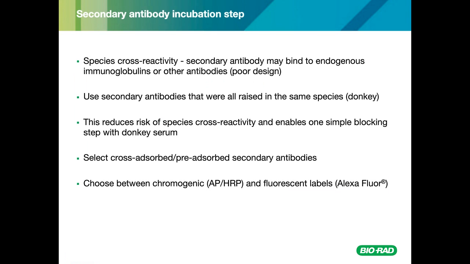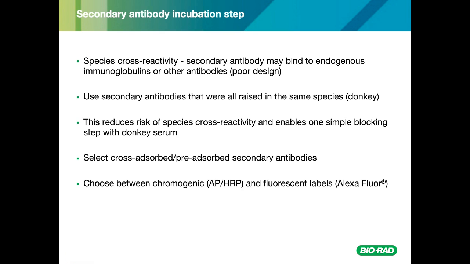When using secondary antibodies, be aware of potential species cross-reactivity of the secondary antibody with endogenous immunoglobulins. If the experiment is poorly designed, the secondary antibody might also react with other primary antibodies than the one that it is intended to bind. As a general rule, use secondary antibodies that were all raised in the same species. Generally speaking, goat and donkey are the most popular species for secondary antibodies. This reduces the risk of species cross-reactivity and enables one simple blocking step with donkey or goat serum.